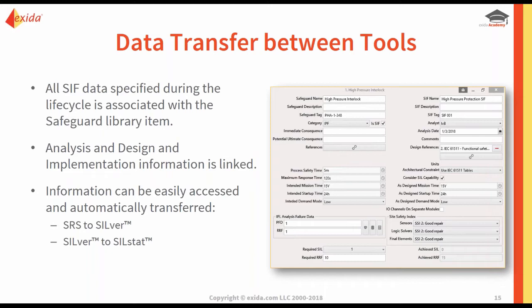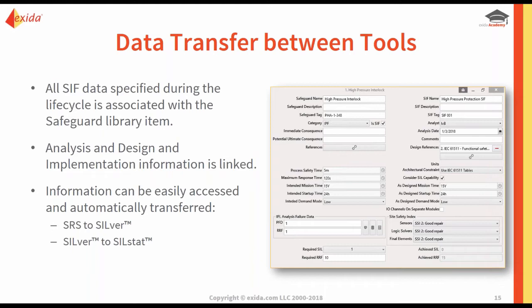Further down, you have the parameters that will be affecting your calculation, your SIL verification calculation. So you have the basis for your architectural constraints, whether or not you're considering SIL capability. You have your as designed mission time, startup time, and demand mode. So intended versus as designed, and they're lined up so you can see if anything has changed from what you wanted to design versus what was actually determined in your conceptual design.